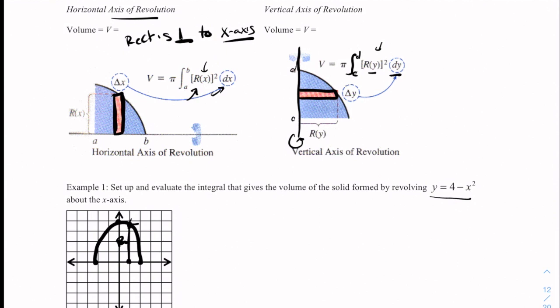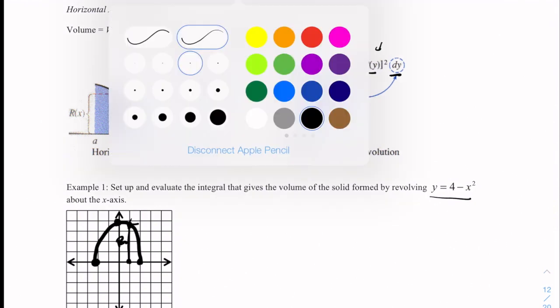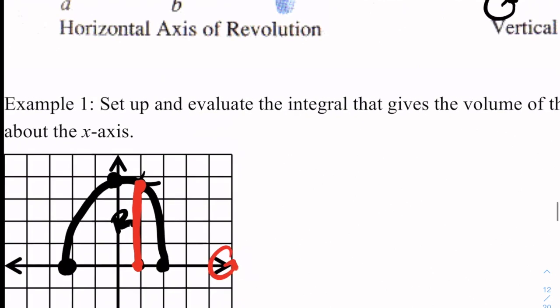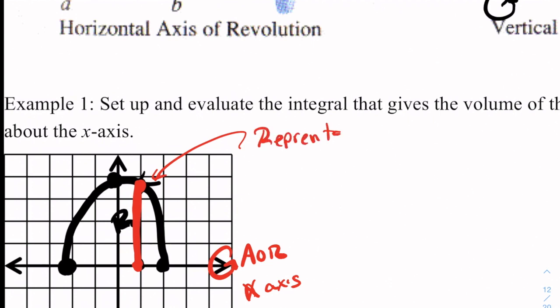If I graph the curve 4 minus x squared, we have a y-intercept at 4 and x-intercepts at positive 2 and negative 2. What I would like each of you to do is draw in your representative rectangle. It doesn't matter where it goes per se, but that shows me what axis my rectangles are going to be perpendicular to. Then I'm going to indicate the axis of revolution. In this case, the x-axis is our axis of revolution. This red line represents our representative rectangle.